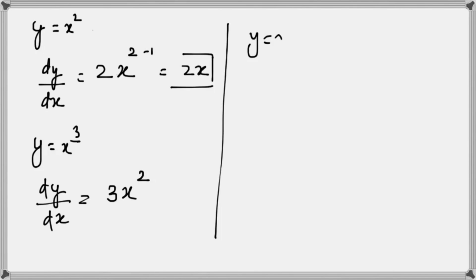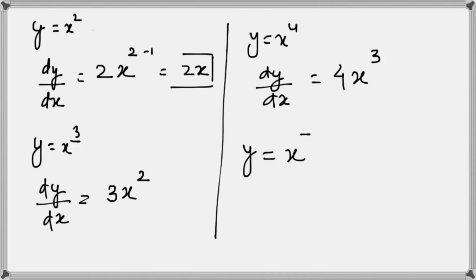y equal to x to the power 4, dy by dx equal to multiply by the power, that is 4, and then reduce the power by 1, so that gives us 4x cubed. Let's take a negative power, x to the power minus 2. Then dy by dx comes out to be, what is the power here? Minus 2 multiplied by x to the power 1 less than minus 2, and that gives us minus 3.